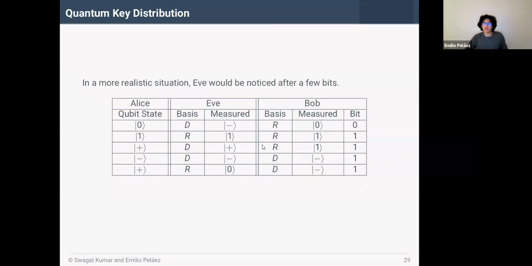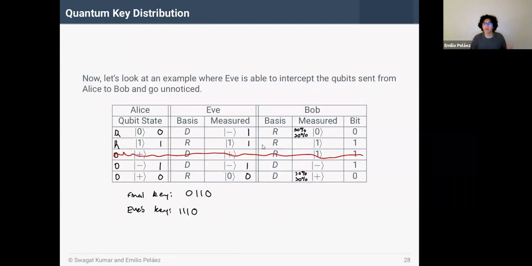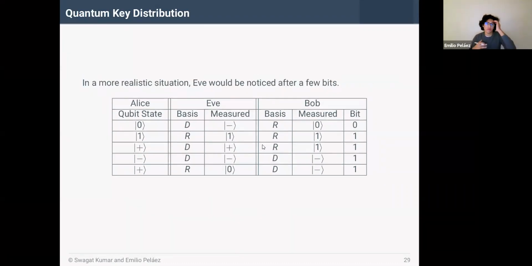So now let's look at the more realistic situation, because this was just too much good luck for Eve to go unnoticed. So this is a more realistic situation in which Eve will be noticed after a few bits. So let's just get the basis for Alice, rectangular, diagonal, diagonal, and we can again eliminate the third qubit because Alice and Bob chose the wrong basis, okay? And so now let's go qubit by qubit.